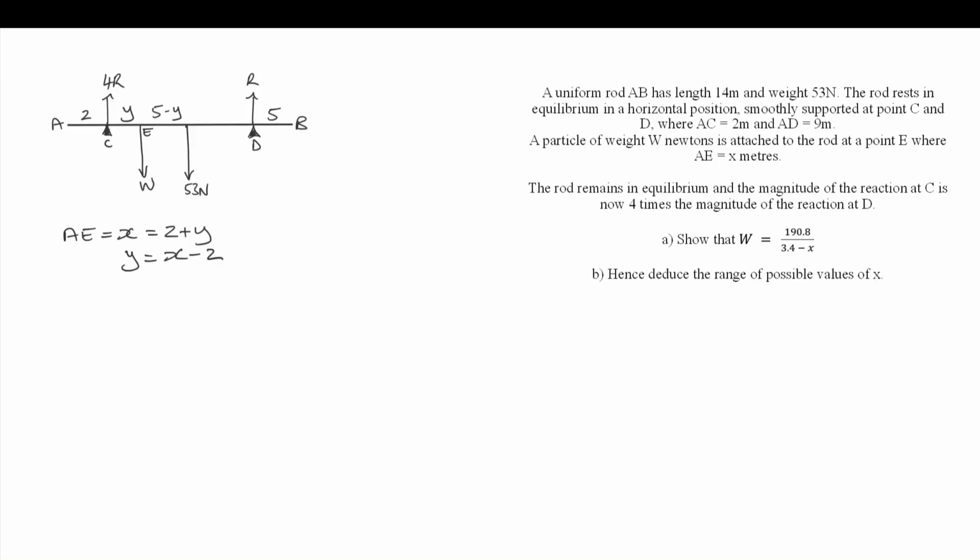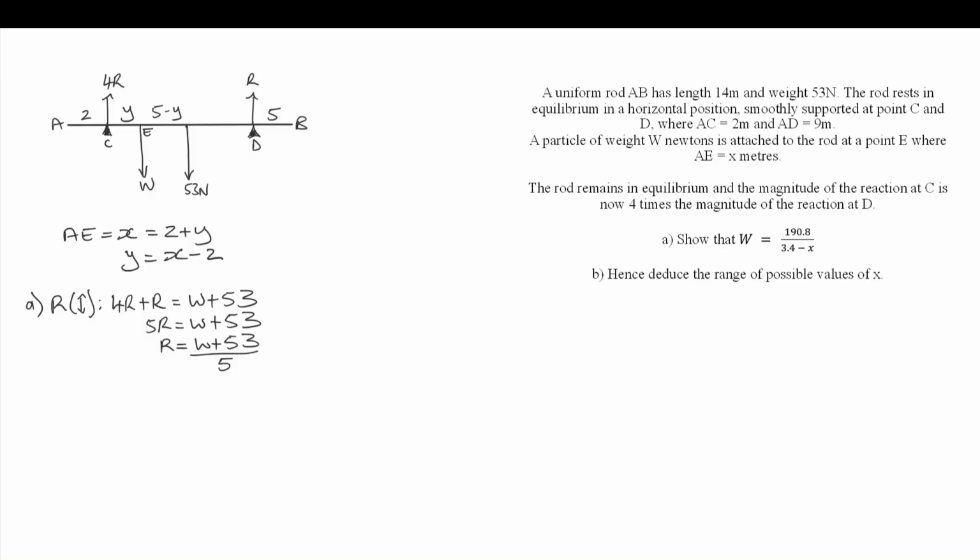We'll start with the strategies we usually use when working with equilibrium. Equilibrium indicates that the forces in opposite directions are going to be equal to each other. So if we look vertically and we resolve vertically, the forces up will equal the forces down. 4R plus R equals W plus 53. 5R equals W plus 53, and R is W plus 53 over 5. What else can we do? We can take some moments.